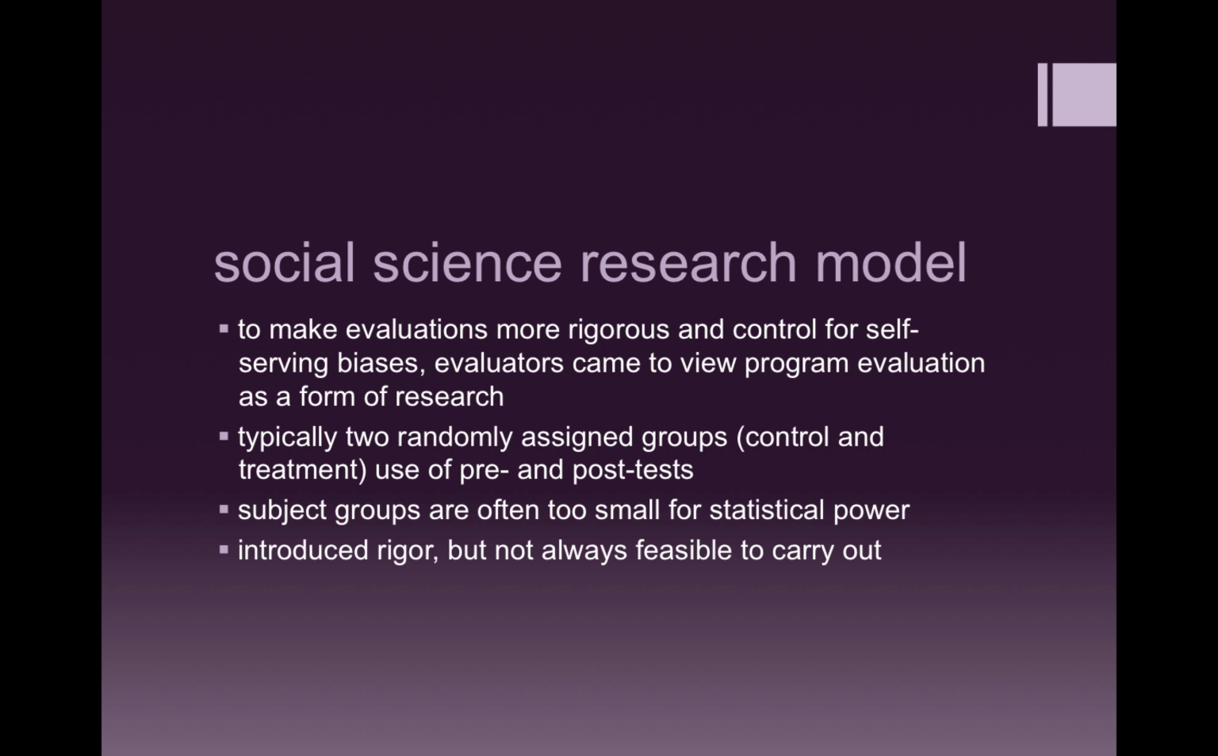Then the social science research model came along. This was designed to make evaluations more rigorous and control for the self-serving biases we just talked about with the traditional model. And evaluators, instead of just doing what they wanted, started to realize that there was validity to viewing program evaluation as a form of research. And the model looks specifically at the two groups, randomly assigned groups, the control and the treatment group, as well as the use of pre and post tests. And so then the two groups would be compared on pre and post tests to see which one had improved, and hopefully it was the treatment group.